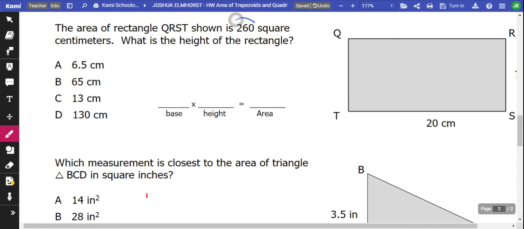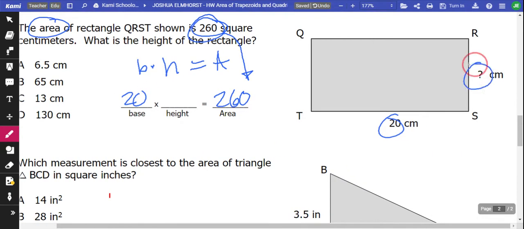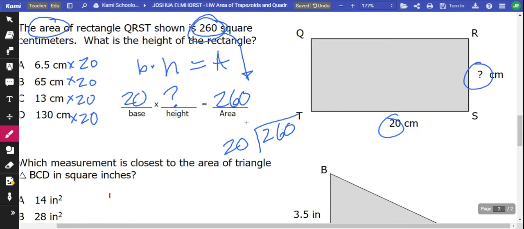The area of a rectangle, the area is equal to this. So using the formula, base times height equals the area. Now we just fill this in. 260, here's the base. And then the height is unknown. So 20, one of these answers times 20 would equal 260, or you could divide 260 divided by 20.